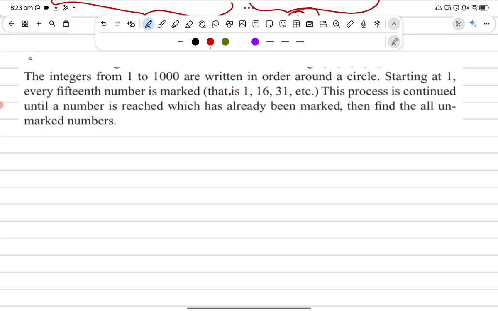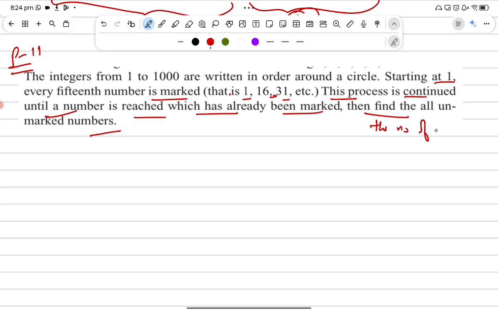Wow, problem 11. It says that integers from 1 to 1000 are written in order around a circle, starting at 1. Every 15th number is marked: 1, 16, 31, etc. This process is continued until a number is reached which has already been marked. Then find the number of all unmarked numbers.